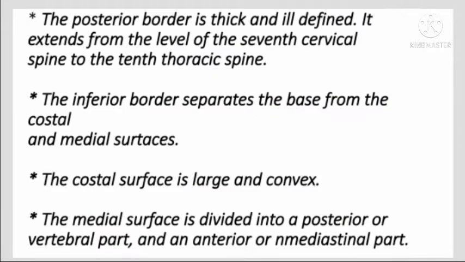The posterior border is thick and ill-defined. It extends from the level of the 7th cervical spine to the 10th thoracic spine. The inferior border separates the base from the costal and the medial surface. The costal surface is large and convex. The medial surface is divided into a posterior or vertebral part and an anterior or mediastinal part.